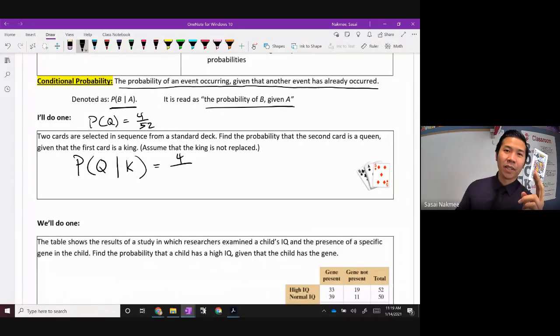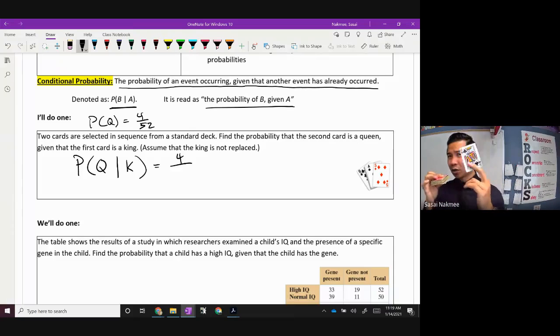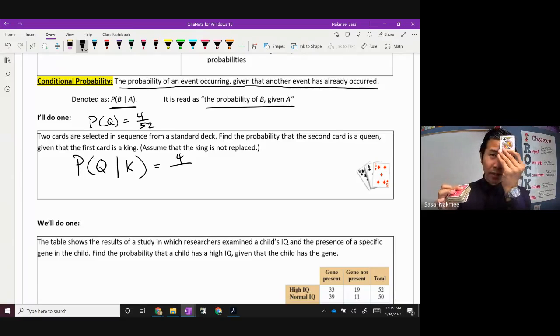Now they're asking, what's the probability your second card that you draw from this deck is going to be a queen? Now there's 4 queens still left in the deck. But the first card that you drew out was a king, and I'm holding it off to the side right here.